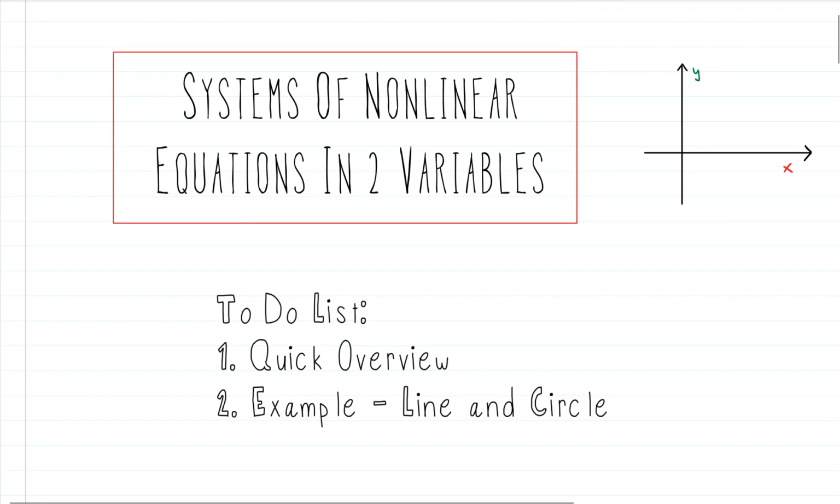But today we're talking about systems of nonlinear equations in two variables. Because we're in two variables, that means we're in two-dimensional space. And here's our to-do list. The first thing we'll talk about is a quick overview, hopefully to bring us up to speed on nonlinear equations. So we'll talk about systems of linear equations in two variables and three variables. And then we'll talk about an example of a line and a circle in a system, and we will solve it, meaning we'll find out where they touch, if at all.